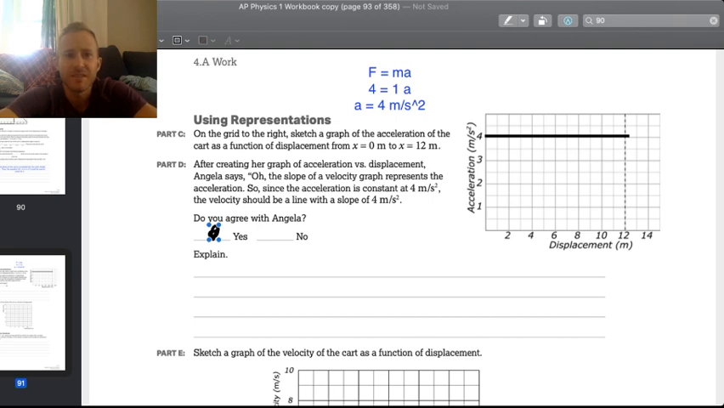I agree. I think everything she said is correct. Maybe I'm wrong. Am I missing something here? That sounds really correct to me.